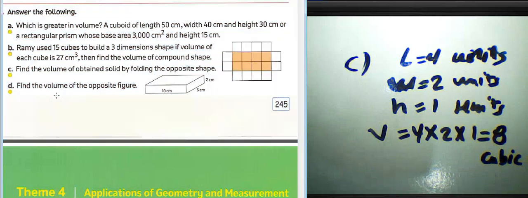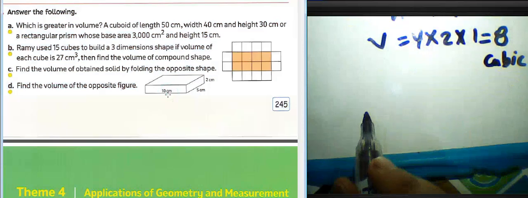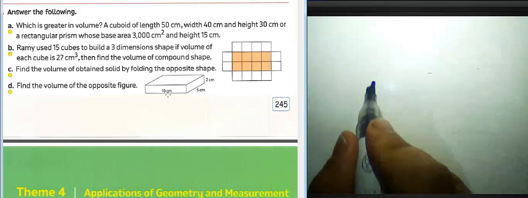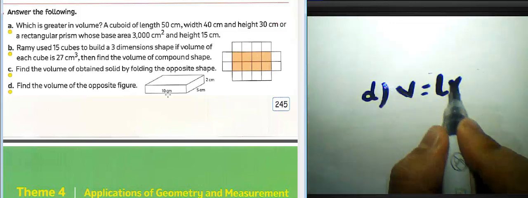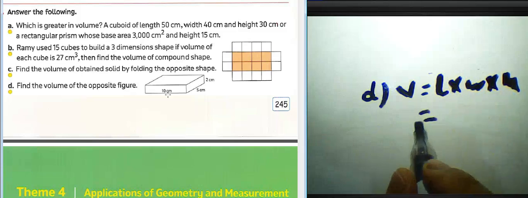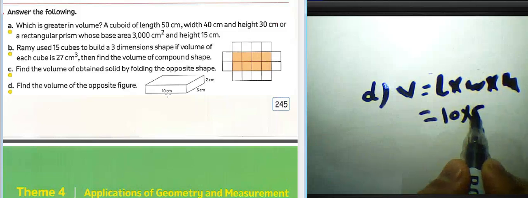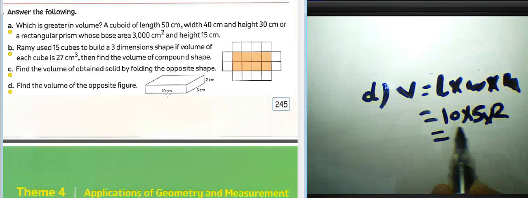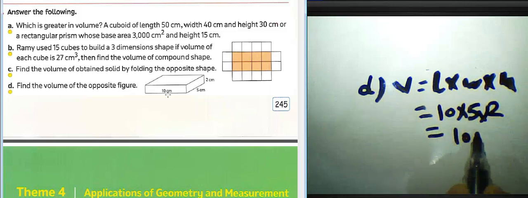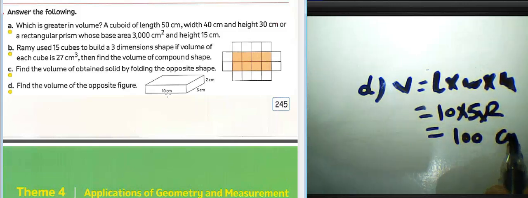Letter D, find the volume of the opposite figure. Here we can find the volume of letter D by multiplication, length and width and height. Here 10 multiplied by 5, multiplied by 2. 10 times 5 equals 50, times 2 equals 100. 100 cubic centimeter. Okay, understood?